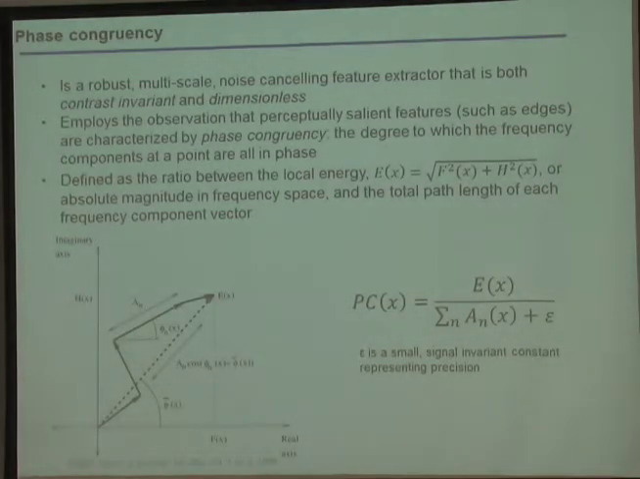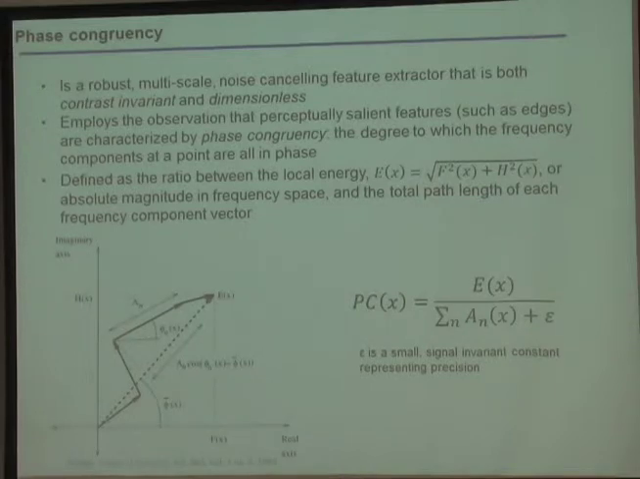So the idea of phase congruency is that perceptually salient features are edges. When you look at something, the edges of what you see in your mind are very important features in delineating an object. These edges are characterized by this thing called phase congruency, which is the degree to which the frequency components are all in the same phase. So this is a frequency domain analysis.